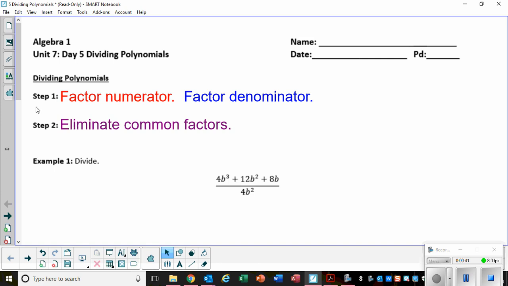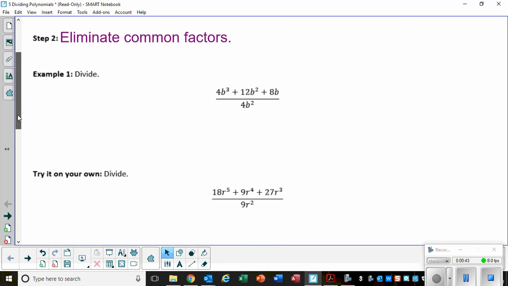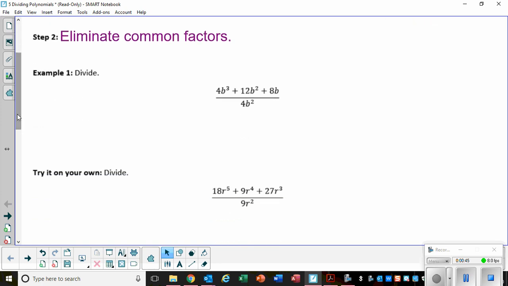Okay, so let's look at example 1. The reason I'm not making it big screen is so that I can type things in as we go. Okay, so we have to divide 4b cubed plus 12b squared plus 8b. So the way we're factoring this is the same way as day 4. We're going to GCF it first, and then we'll do box method if we need to.